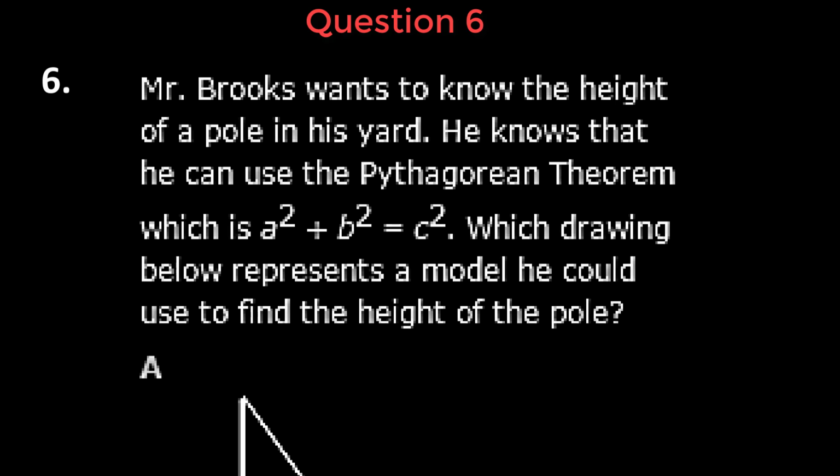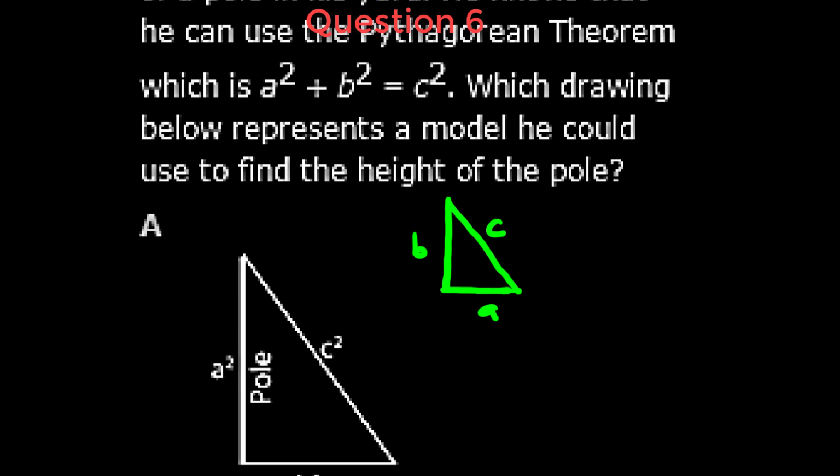Question number 6. Mr. Brooks wants to know the height of a pole in his yard. He knows that he can use the Pythagorean theorem, which is a squared plus b squared equals c squared. The drawing below represents a model he could use to find the height of the pole. In this question, the correct answer should be a right triangle, where the legs of the right triangle are A and B, and the hypotenuse of the triangle is C. However, we are not given such an answer choice, but the answer choice that has C associated with the hypotenuse is only A.